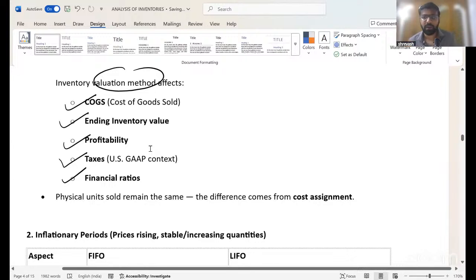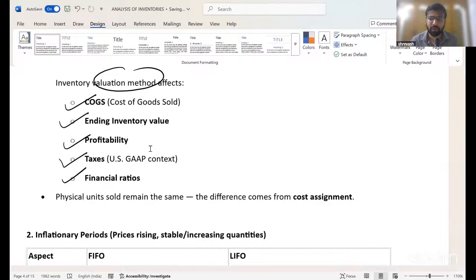Whenever you're valuing inventory, you're trying to put a value to it. When you're doing FIFO and LIFO as a method of valuation of inventory, you're not literally segregating goods in your godown, saying this came earlier and this came later. No, you don't do any of that. You just allocate cost to it.